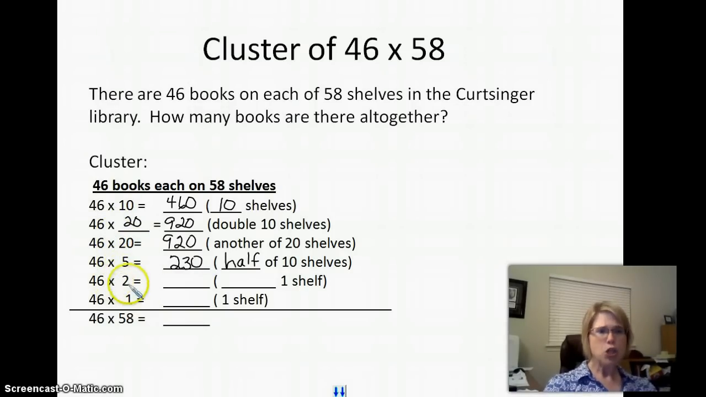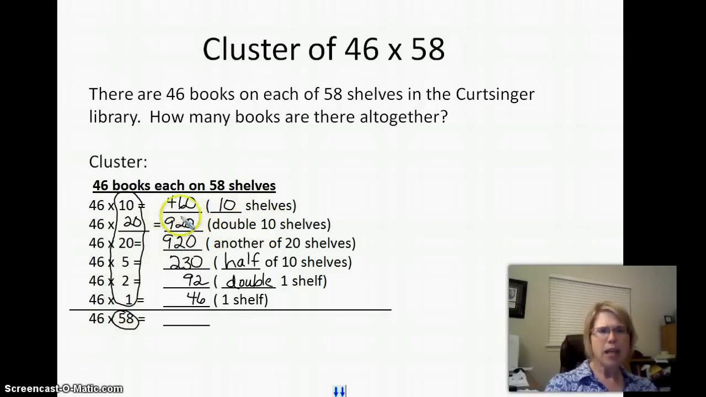Now we're working on 2 groups. We're trying to get to 58, so we're just doing what we know, and I know what 2 groups of 46 is. 2 groups of 40 is 80, 2 groups of 6 is 12. Together make 92. That's double 1 shelf. And then just 1 group of 46 more. So when we add all of these groupings together, we get this 58, right? We call that clustering, 58 shelves.